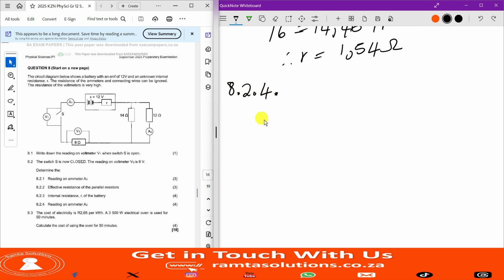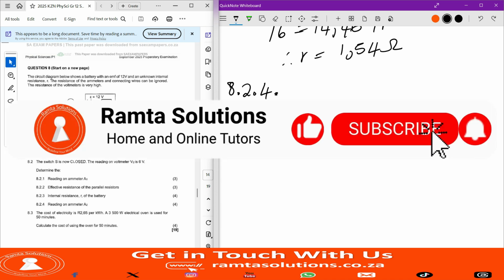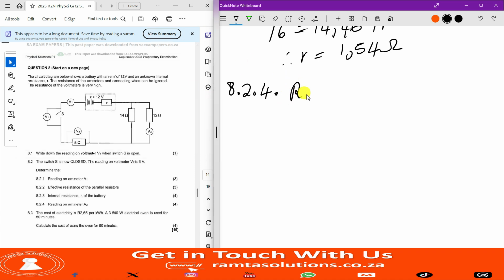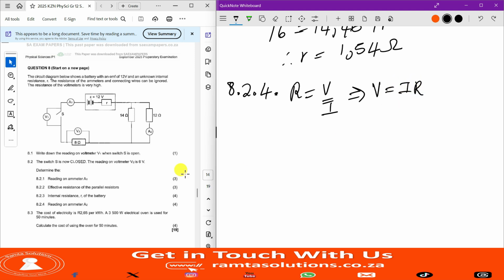8.2.4. The reading on ammeter A2. We need to know something. We know R equals V over I. This implies we can say V equals IR. So ammeter A2 is on the parallel combination. What we know, we can say potential difference across the 12 ohm resistor will be equal to potential difference of the parallel combination. Okay, so because I said in place of V, we're going to write IR.